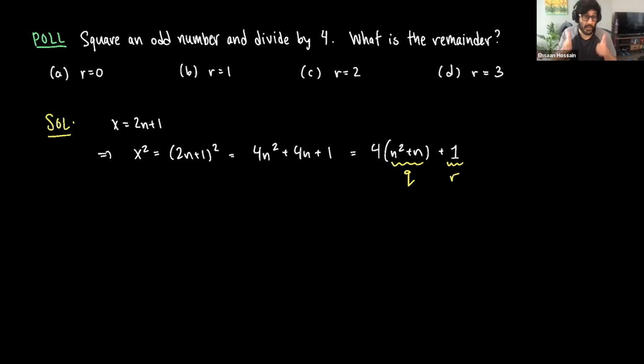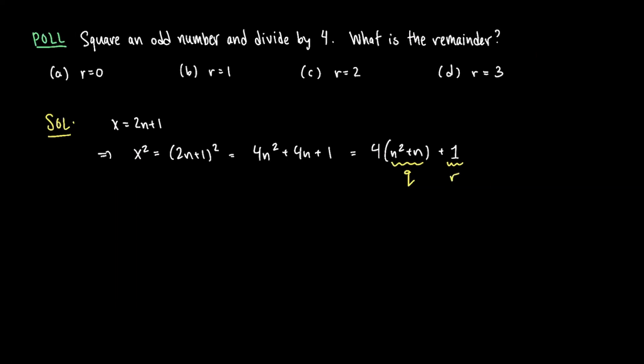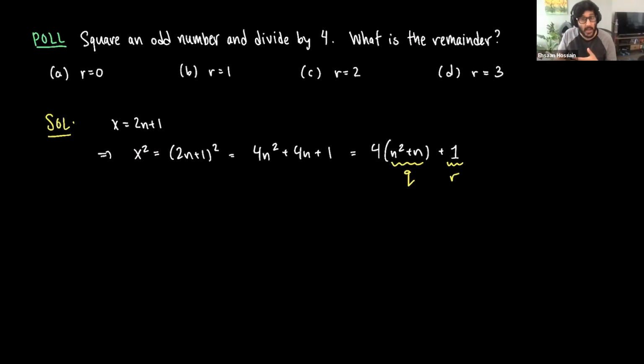Very good. Perfect answer. I don't even need to take this one up. This is correct. So when you square an odd number, what you do is you expand this out and try to see, can you write it as BQ plus R, where B is 4, right? In this case, B is 4.